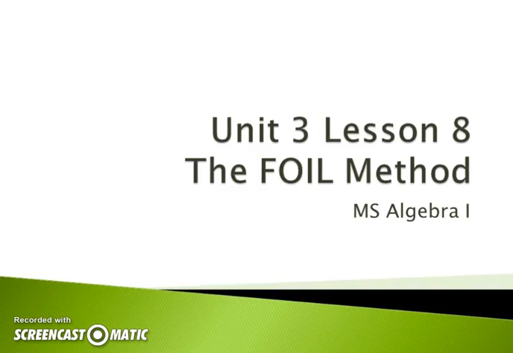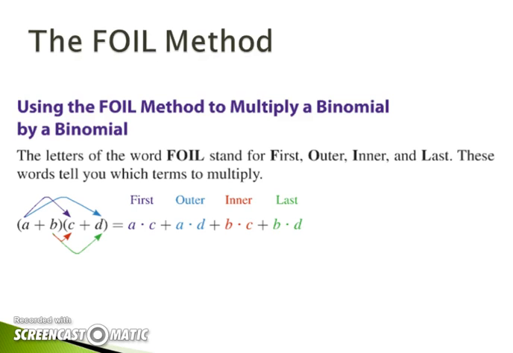This lesson is on Unit 3, Lesson 8, using the FOIL method. So the FOIL method is just a way to multiply a binomial times a binomial, so two-term polynomials. And the phrase FOIL just helps you remember the order that you could multiply and to make sure that you've multiplied each of the terms by the required terms.